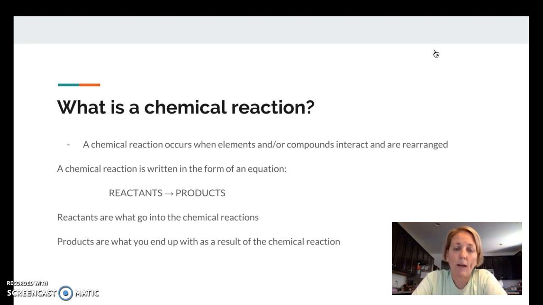And that arrow, you have actually seen this before when we did our breakout. That arrow represents a yield sign. So we don't talk about equal, we talk about what gets yielded or what gets created as a result of the chemical reaction. So reactants go in and they yield or create products, what we get out of the chemical reaction based on what goes in.